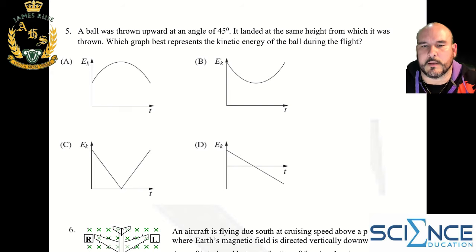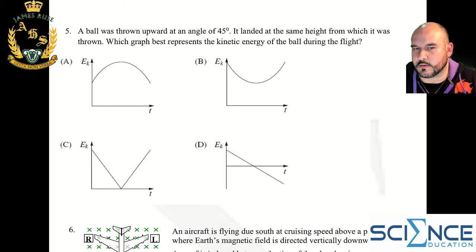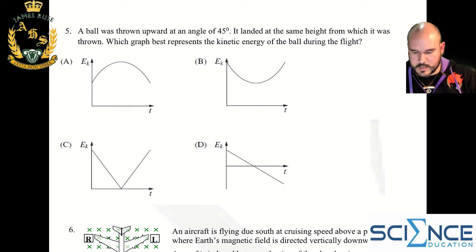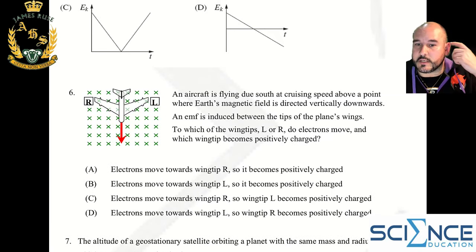Our answer is B. Why is it curvy? Well, think about v is changing at a constant rate because of the constant acceleration due to gravity, but kinetic energy is proportional to v squared. So therefore it's going to be nice and curvy. Kinetic energy is not changing at a constant rate.